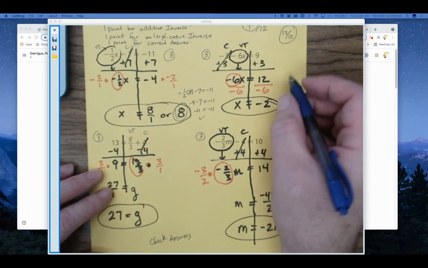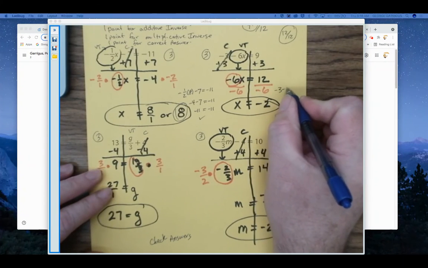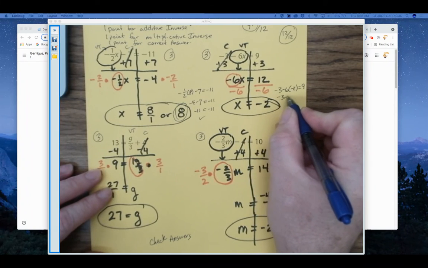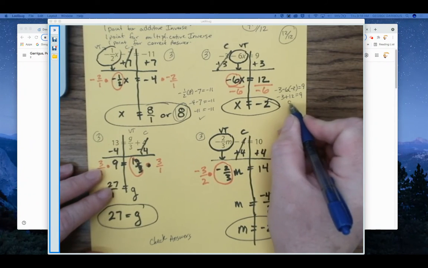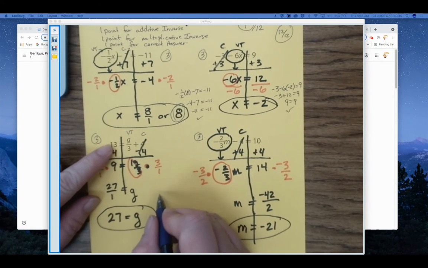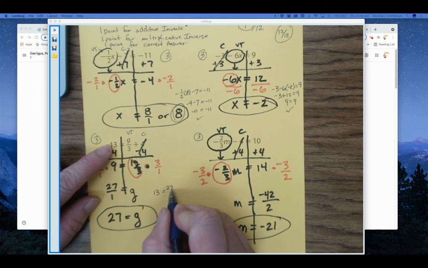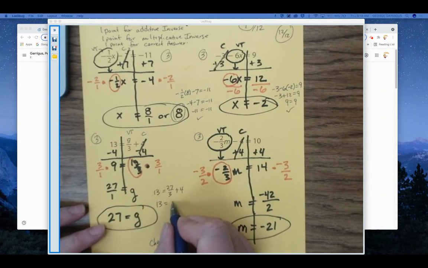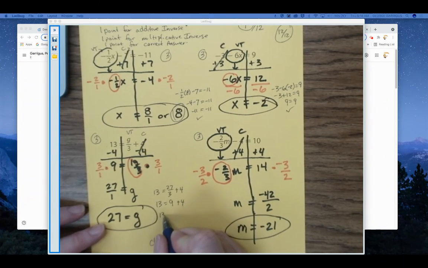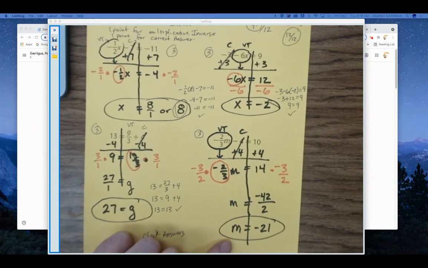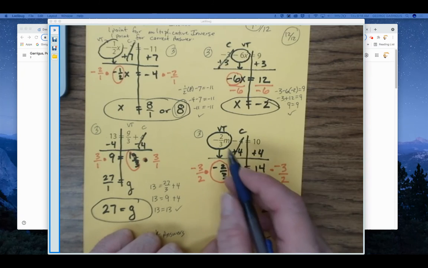We'll just do all of them really quick. -3 minus 6 times -2 equals 9. -3 plus 12 equals 9. 9 equals 9. Check. Now 27: 13 equals 27 divided by 3 is 9 plus 4. So we're substituting in. 13 equals 13. Check. I always like to check when I'm taking a test because that's the most valuable time.